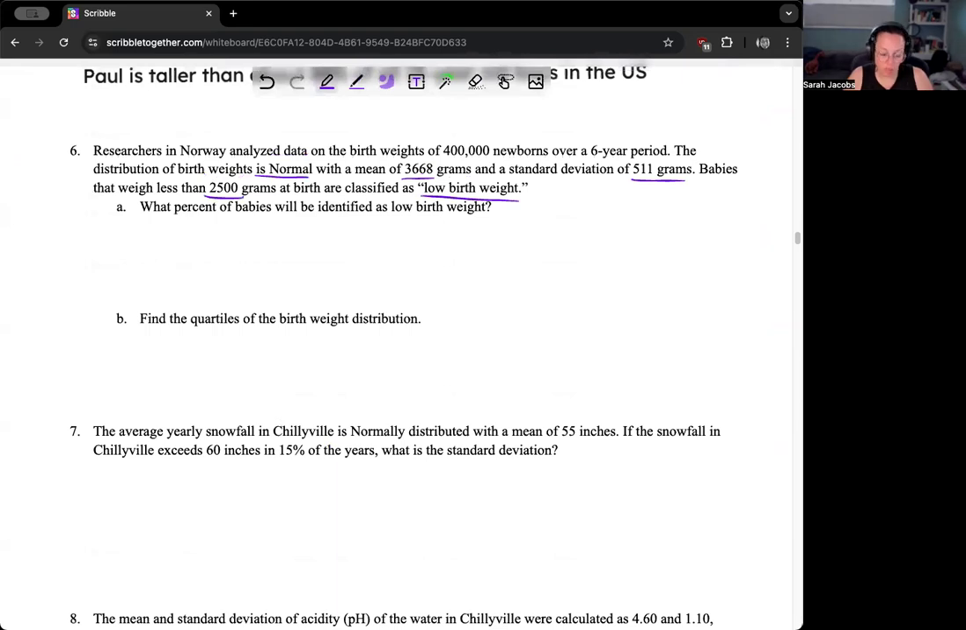Here, we're told it. So, what percent of babies will be identified as low birth weight? So again, here's our mean, here's our standard deviation, and we want to say that weigh less than 2,500 grams. So I'm going to draw a little sketch first. My mean is 3,668. We want to know 2,500 and below. Seems like a problem for normal CDF. So we're going to say normal CDF, negative infinity at the low end, 2,500 grams at the high end. Here's our mean, and here's our standard deviation.